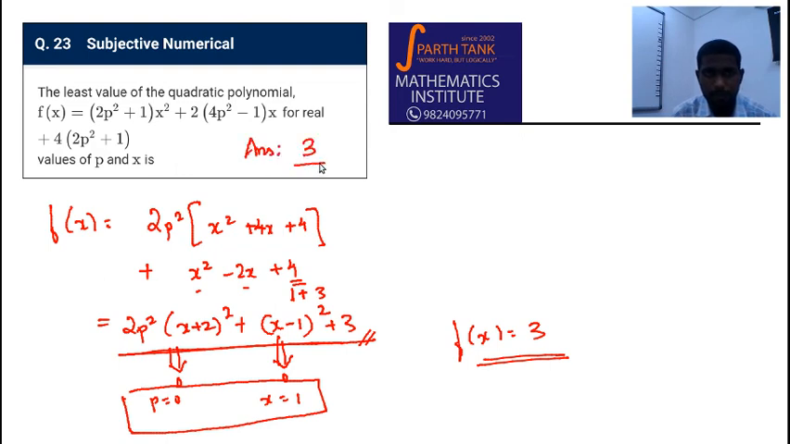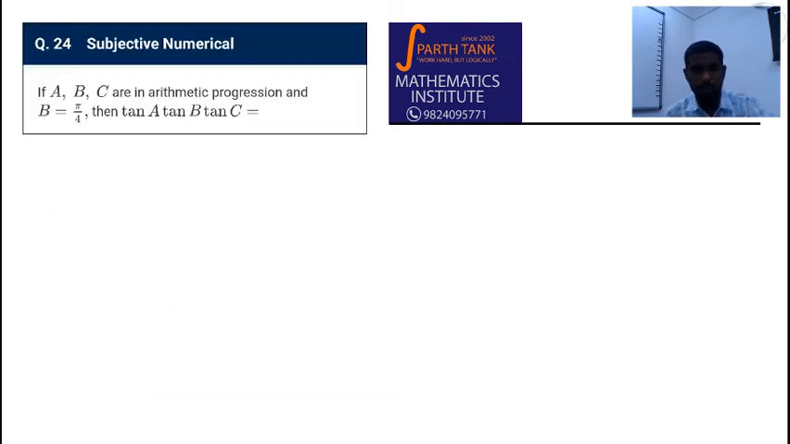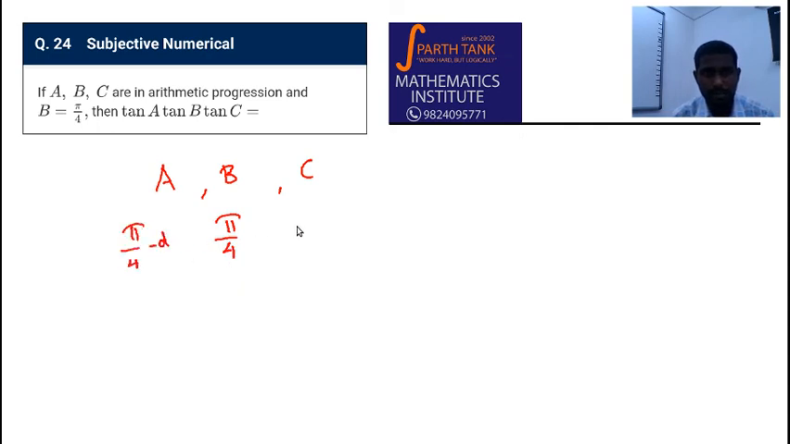Moving to the last but one problem. A, B, C are in arithmetic progression and B is pi by 4, then tan A, tan B, tan C is. So this is pi by 4. So A should be pi by 4 minus D and C should be pi by 4 plus D. Therefore already we see A plus C is pi by 2, right? Or A can be written as pi by 2 minus C.